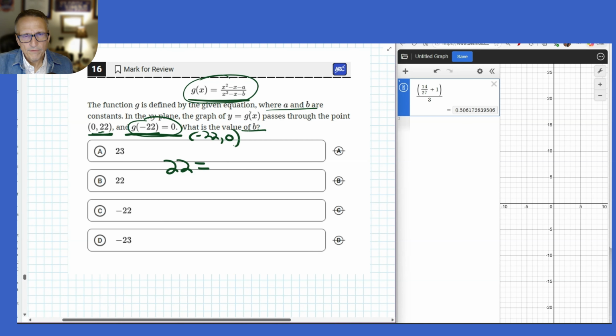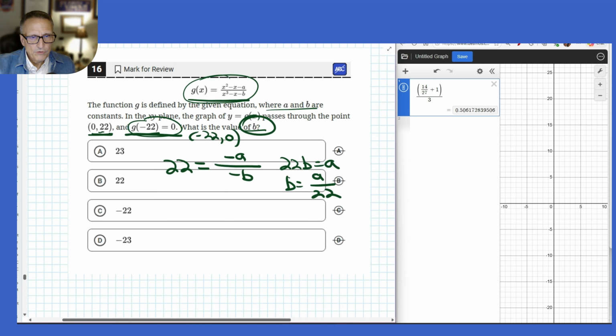And then when I stick a 0 in for x, all that I have is -a over -b, right? Because the x's are going to get removed when I stick a 0 in for the x's. And this tells me that 22b is equal to a. Because the minus over minus will become positive, and I can multiply both sides by b. And they want me to solve for b, so I do know that b will be a over 22. So I need to find out what a is, so I could divide it by 22, and that's going to be the answer I need.